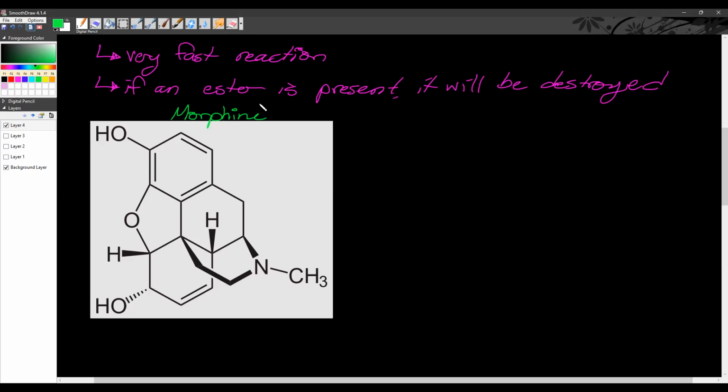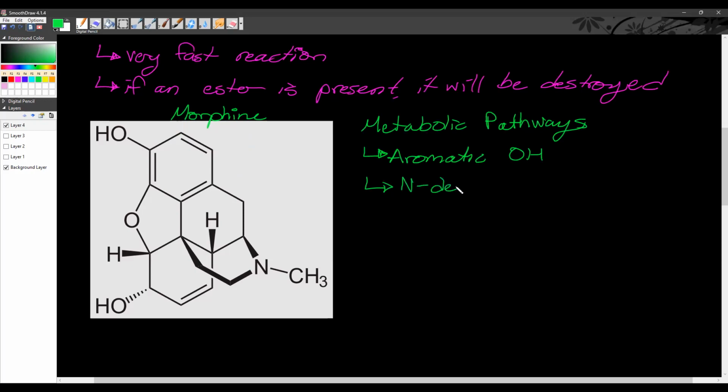If we look at morphine, let's actually list out the metabolic pathways of morphine. Aromatic hydroxylation. Totally. So we could put an OH here, we could put one here. And demethylation. Yep, that is a valid one.